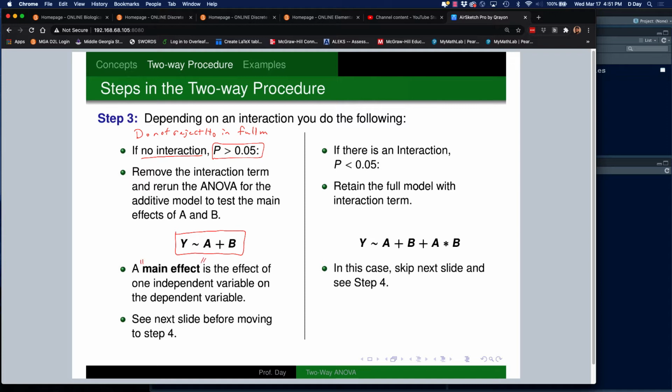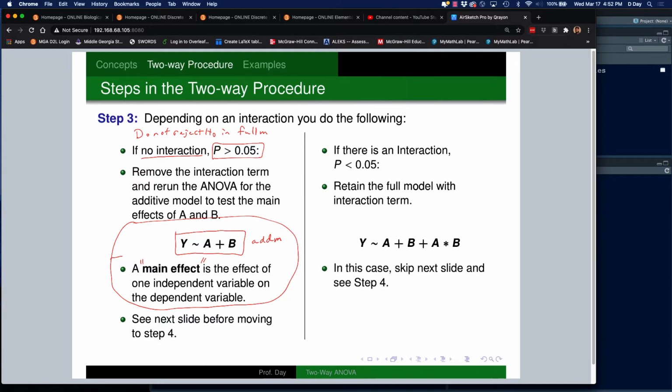When we run this, we call it the additive model. This is called the additive model, or I'm going to call it ADM for short. It's the effect of one of our independent variables, in other words our factors, on the dependent variable, our response. And so we're going to see the next slide before moving to our step 4 on what we need to do to officially do this test.